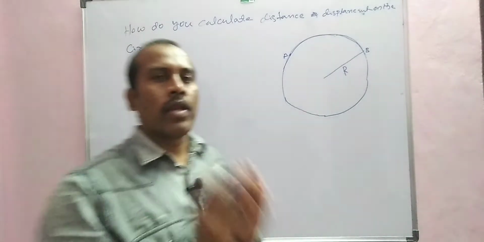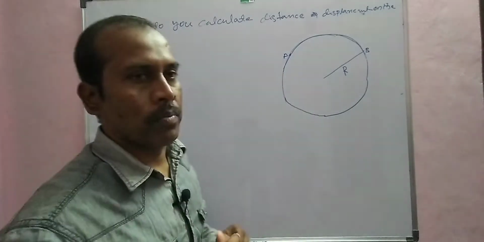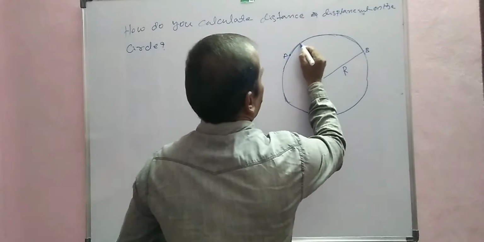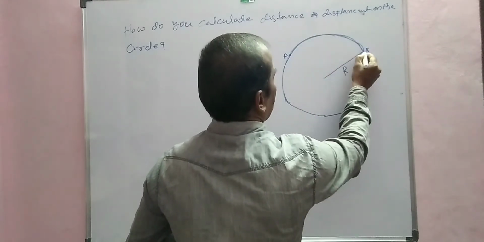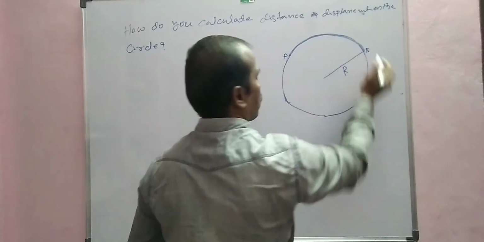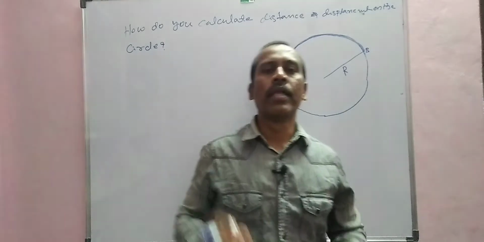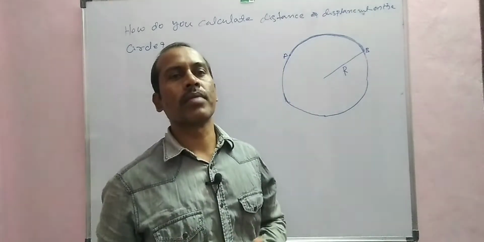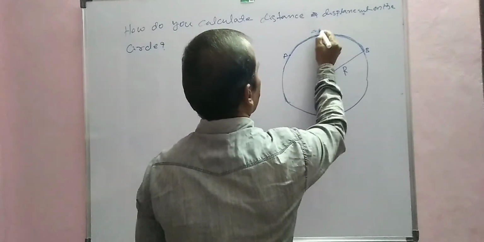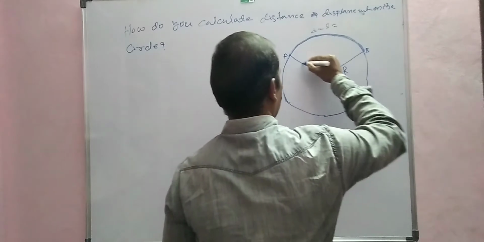How do you calculate this type of problem in a circle? This curve AB represents the length of the arc. AB is represented by the length of the arc, and that length of the arc is equal to the distance of the person. So D is equal to L.